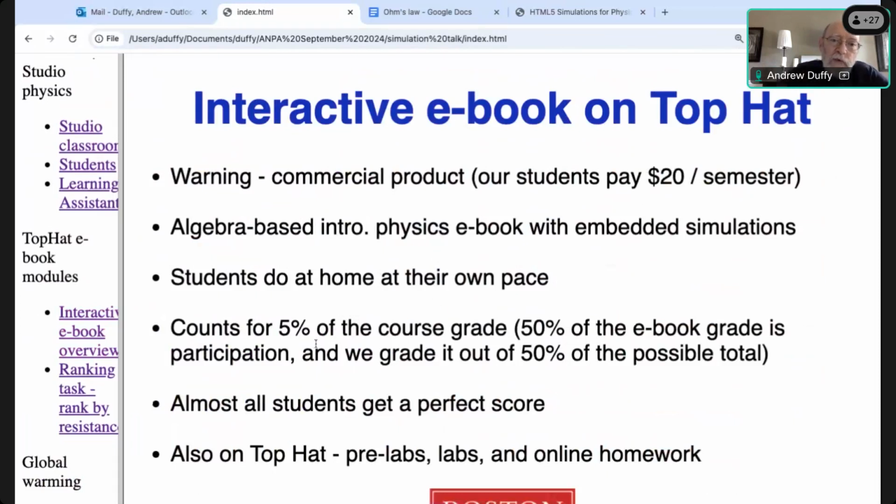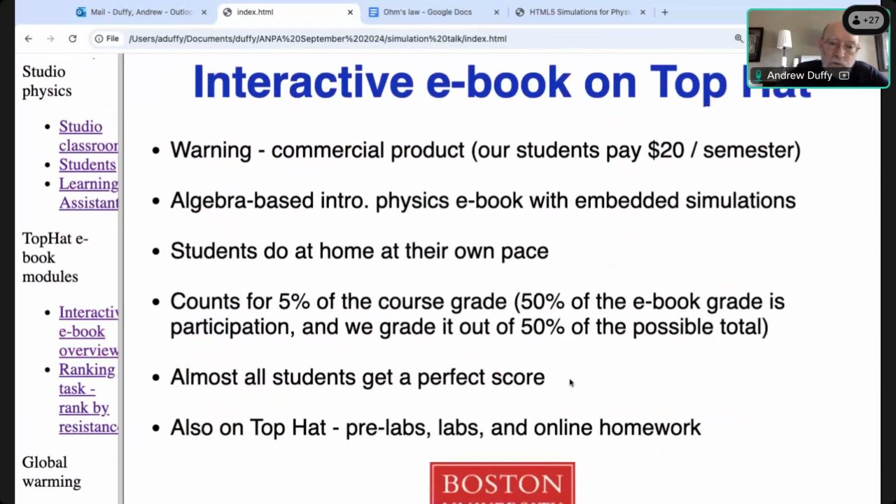And we give them a grade for 5% of the course grade, but almost all of them get that full 5 points because 50% of the ebook grade is based on participation, and we only graded at 50% of the possible total anyway. So the grade for that is just to encourage them to go through the ebook and do it.